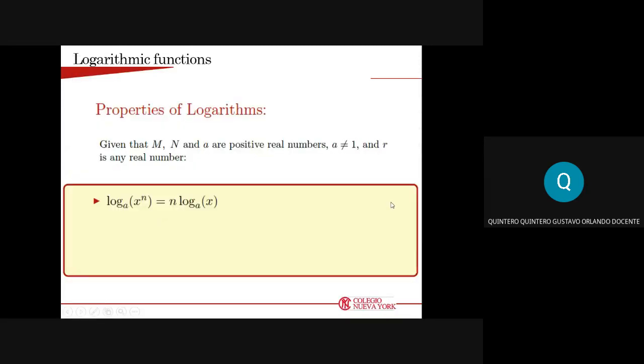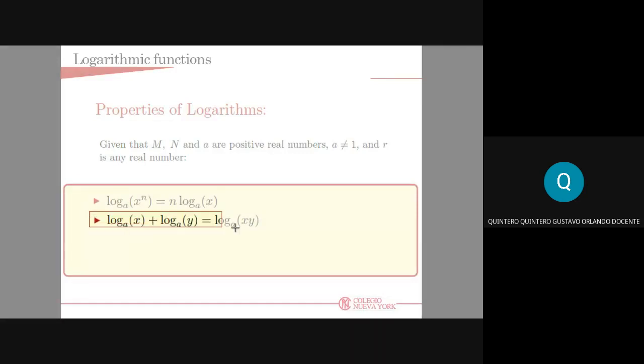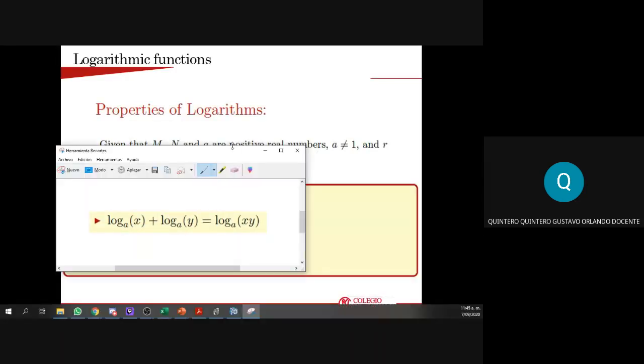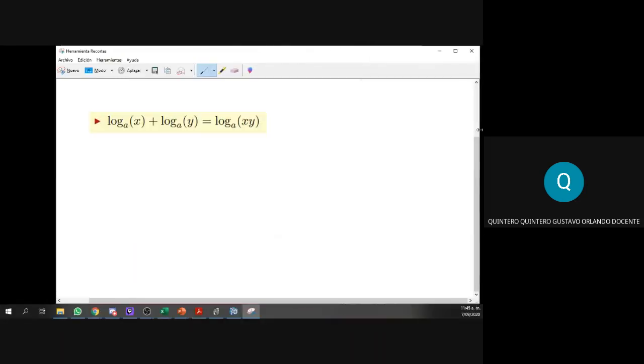Let's jump into the ones that are a little bit more complicated. Or not complicated, confusing. Can be confusing. All right, property number 2. Take a look at this one, guys.